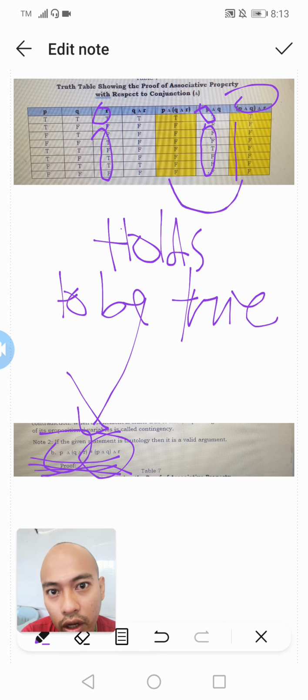So I hope you understood how to prove associative property with respect to disjunction and conjunction. So this is all about the associative property of propositional equivalences.